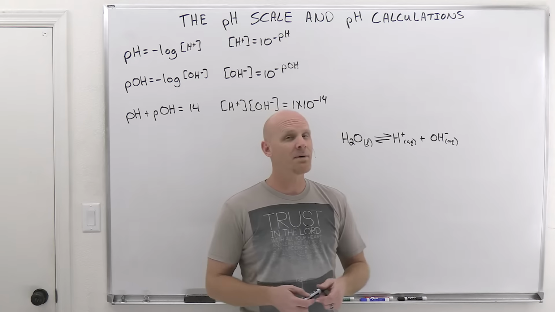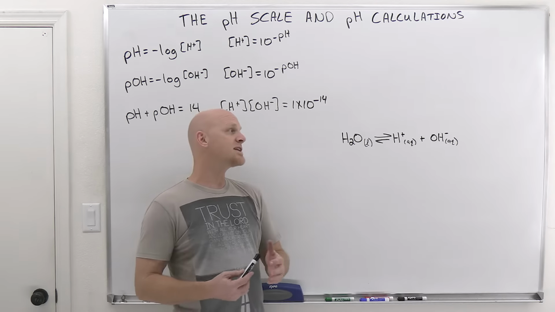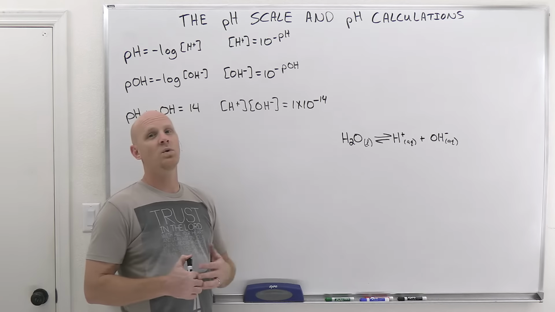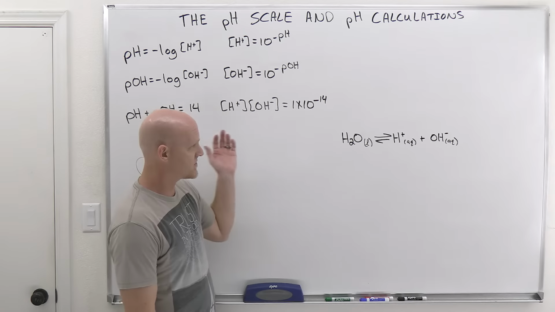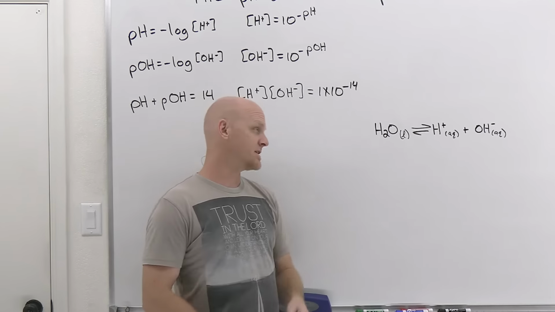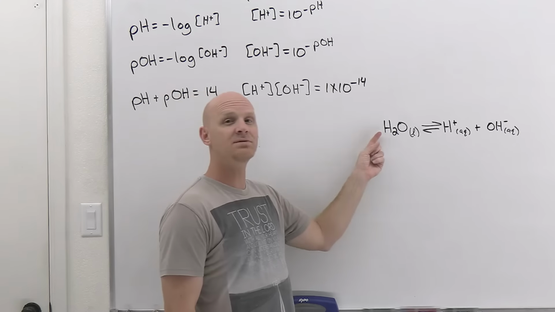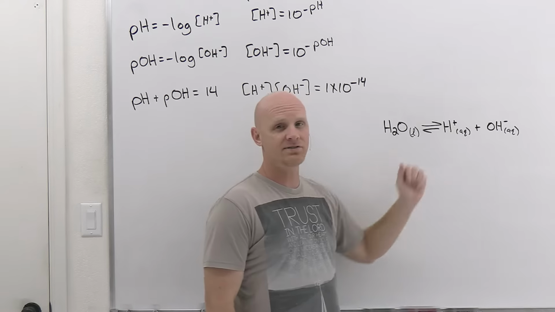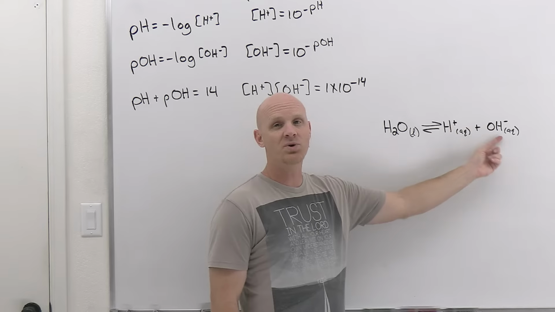All right, before we can talk about the pH scale and pH calculations here, we just got to talk about what's going on inside of an aqueous solution. So it turns out water autoionizes or autodissociates. Look at a water molecule, it can split apart into a pair of ions here: a hydrogen ion and a hydroxide ion.